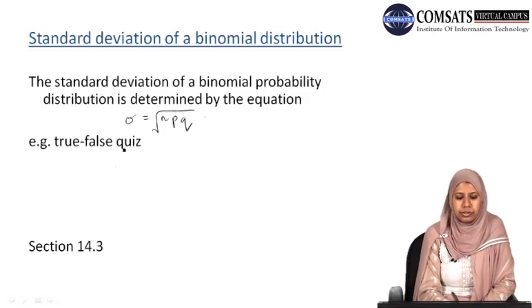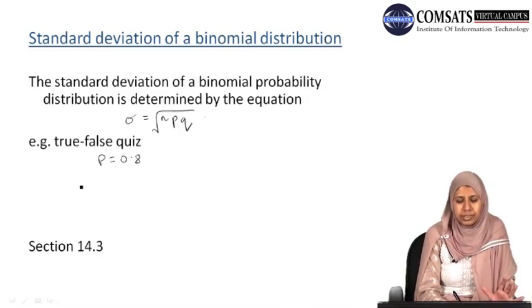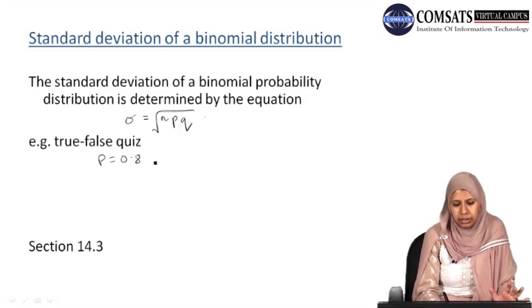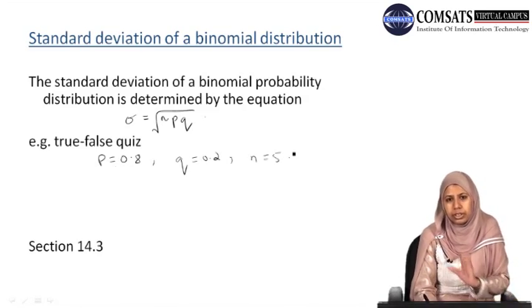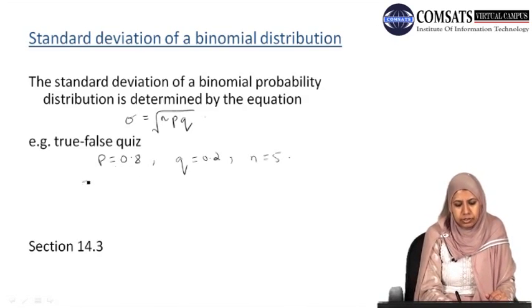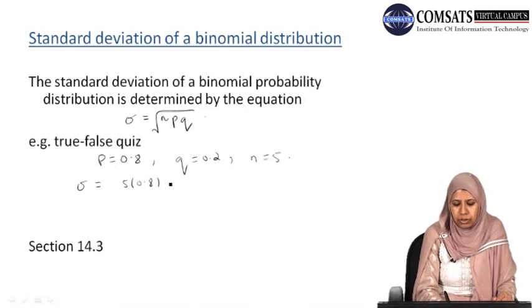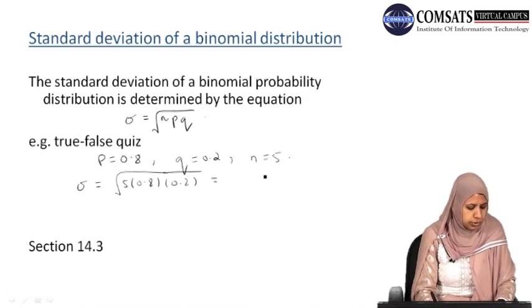For example, in the case of the true-false quiz, the probability of success was 0.8, that is the probability of answering questions correctly. The probability of failure was 0.2, and the number of trials or the total number of questions was 5. So the standard deviation in this case will be equal to the square root of the product of all three, which is equal to 0.8.